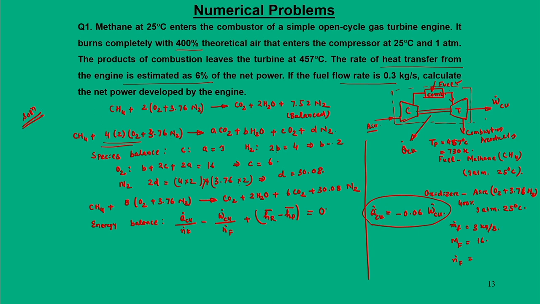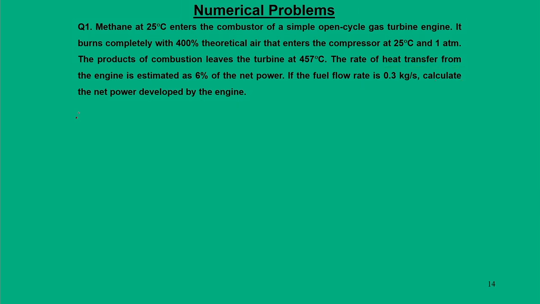So, that is a negative sign here. And we can write 1.06 W dot CV by N dot F would be HR bar minus HP bar. Okay. So, now we are going to find out what HR and HP are. To do that, we have to write down this equation. What is HR bar? It is for reactants, that is the molar enthalpy of reactants. Reactants consist of methane, oxygen, nitrogen.